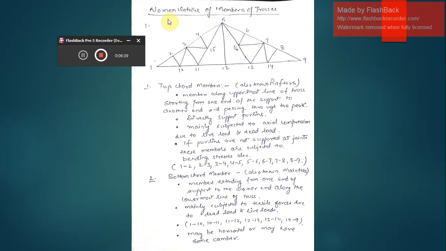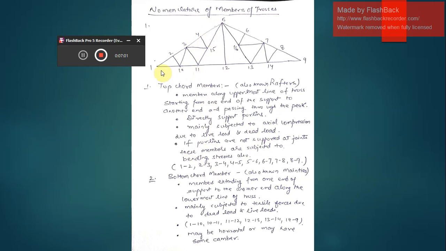That means purlins are supported on these top chord members, and they are mainly subjected to axial compression due to the live and dead loads which come downwards from the roofing material. If the purlins are not supported at the joints, then these members may also be subjected to bending stresses.